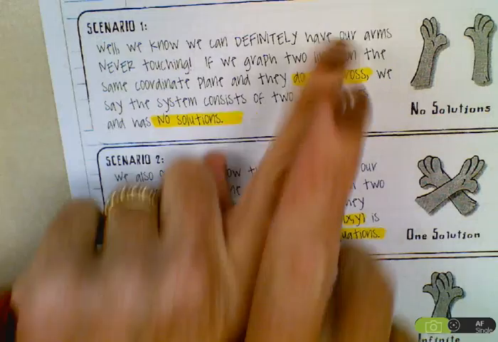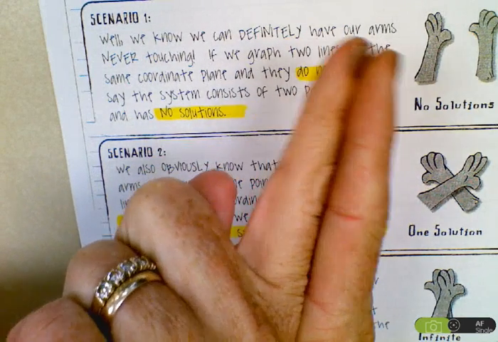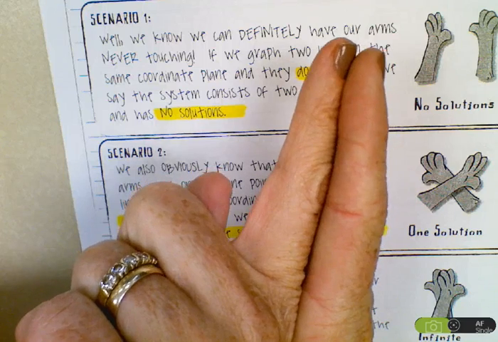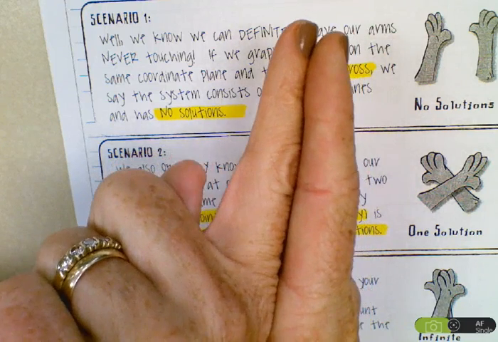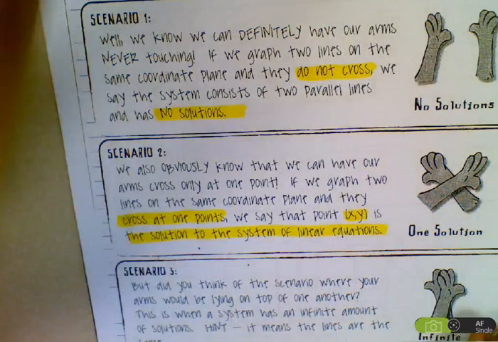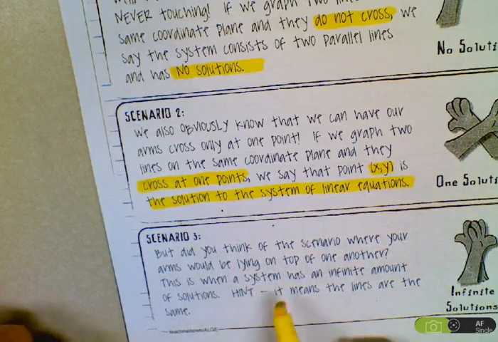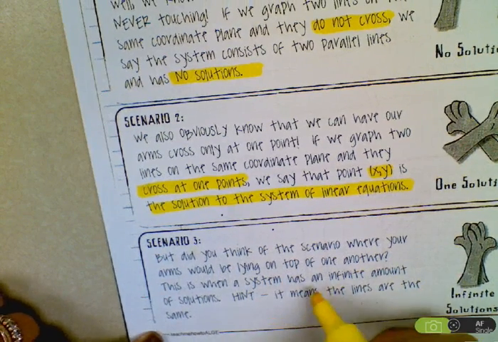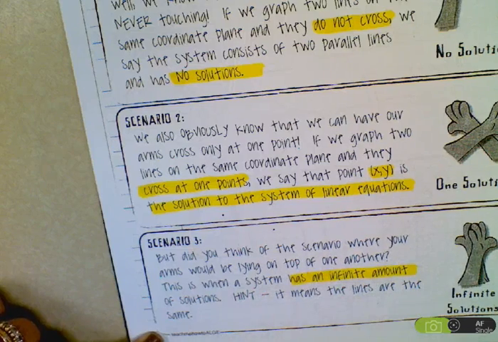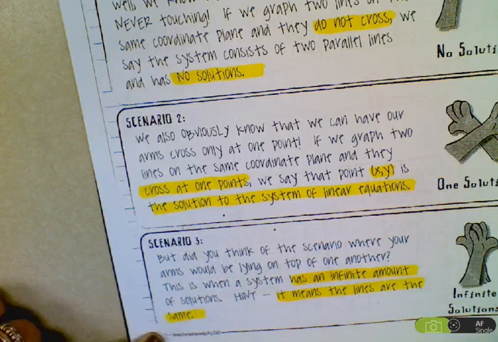What about when I lay my fingers on top of each other? Now I have to see how many places my two fingers are touching. And that could be really tiny points, right? So there are many, many places where my two fingers are touching. If we have two graphs that, when we graph them, actually turn out to be the same line, then we say that has an infinite number of solutions. What it means is that the lines are actually the same.